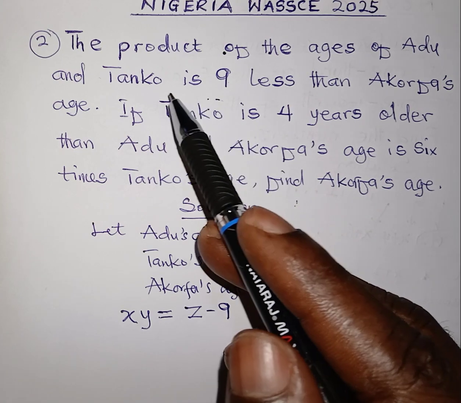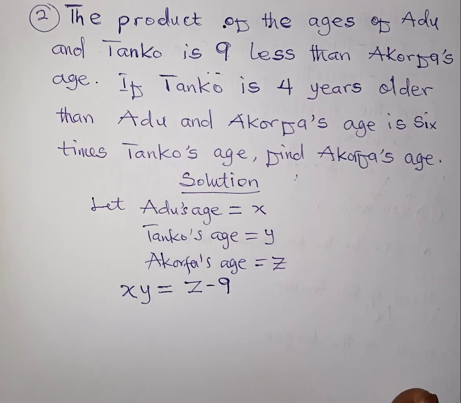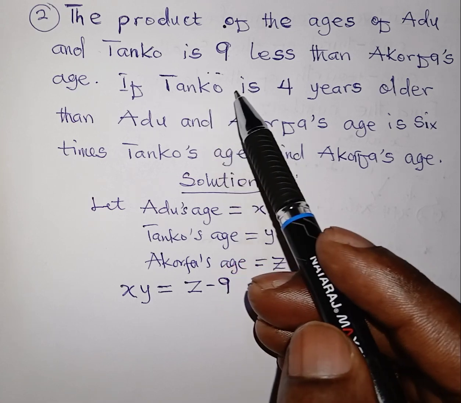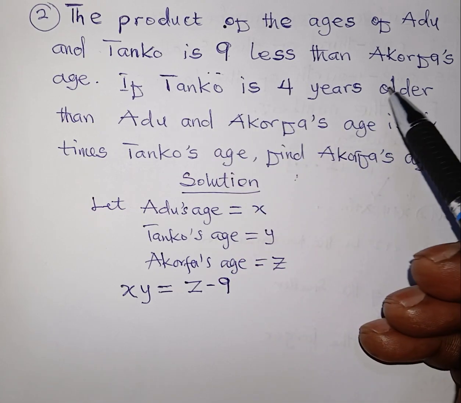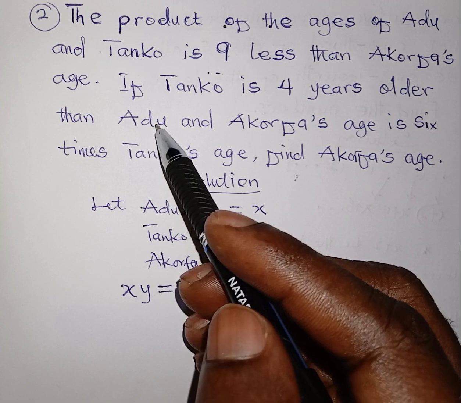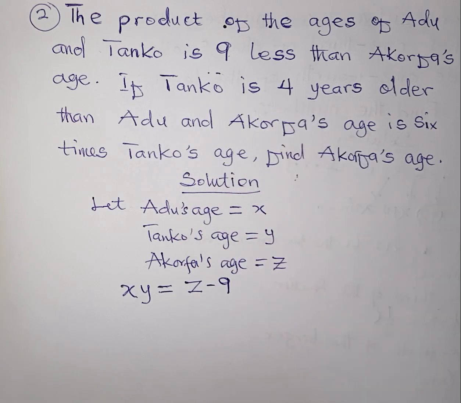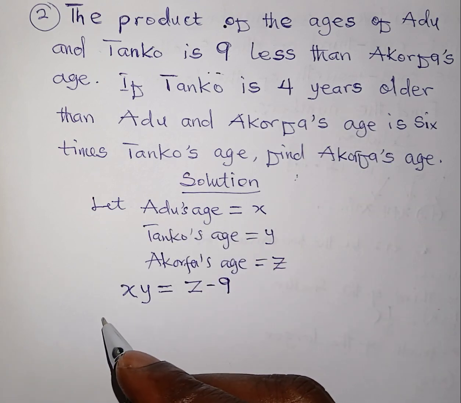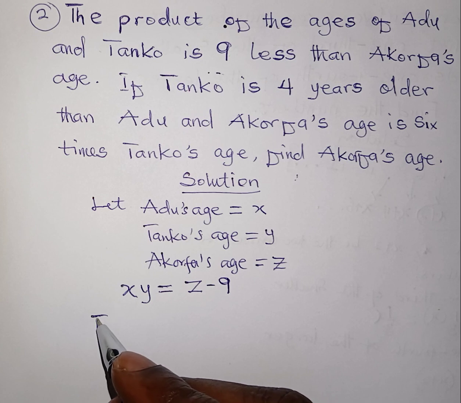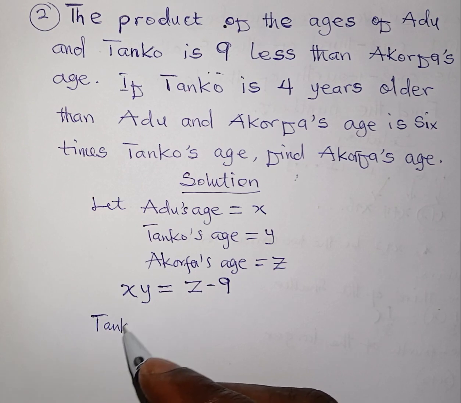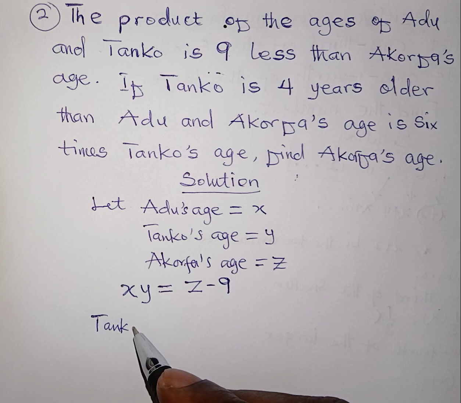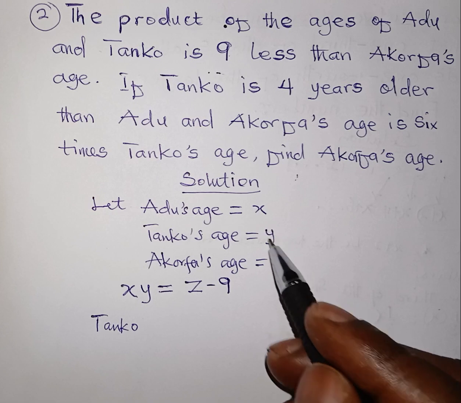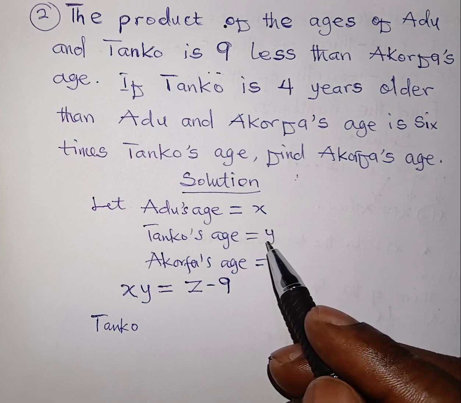Now let me follow the next sentence, and we are saying that if Tanko is 4 years older than Edu, then Tanko, whose age is Y. So this is Tanko's age, and we are saying that his age is what?